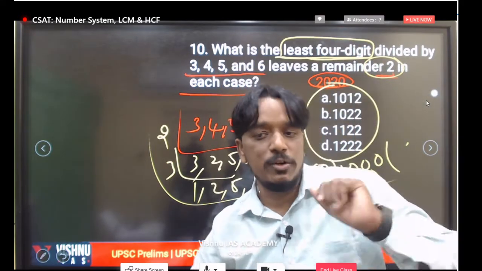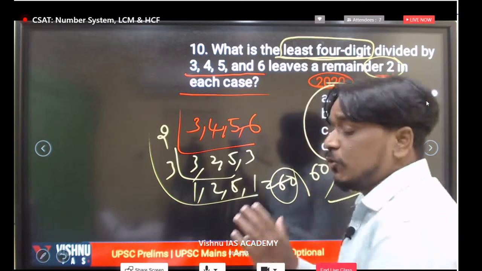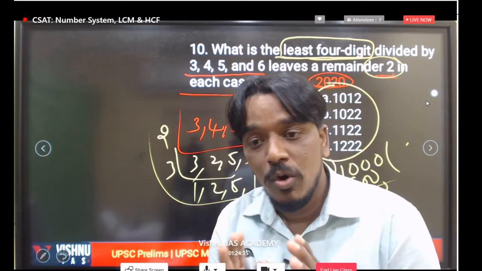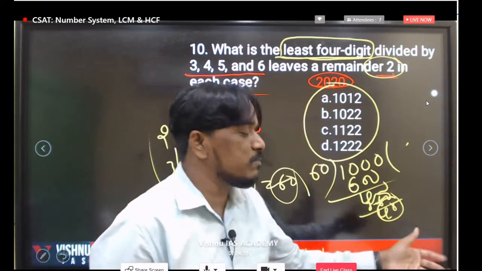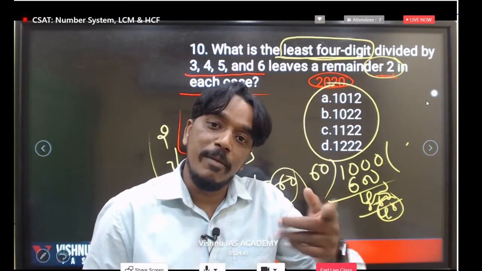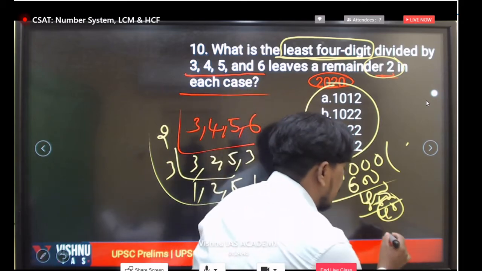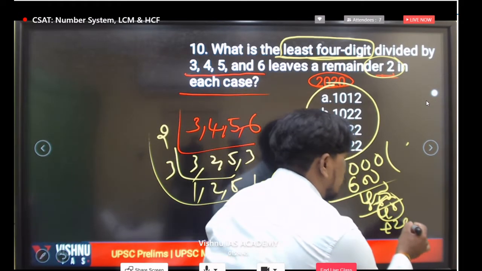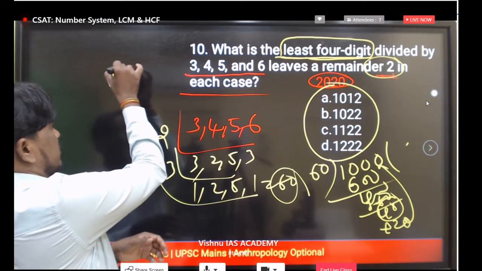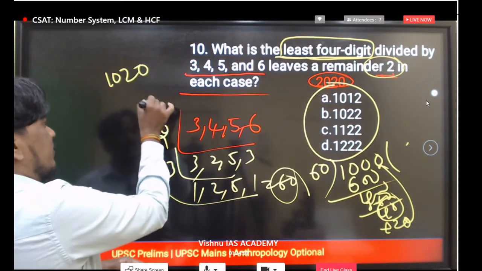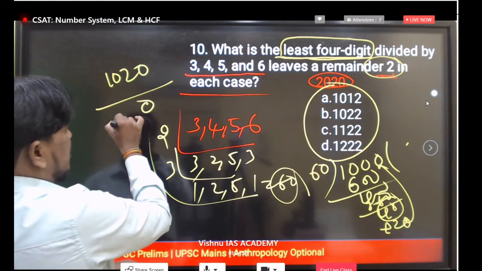You have to get remainder 2, but we are getting 40. If you want to get remainder 0, what value should be there? Instead of 40, if you have a 60, 60 is 1 times 60. So remainder becomes 0. Means if you add 20 to the actual number, or 1020 if you take, you will get remainder 0 if you divide with 60.